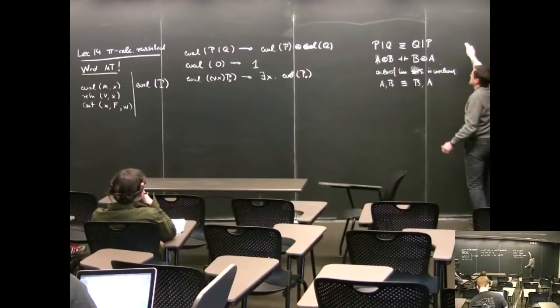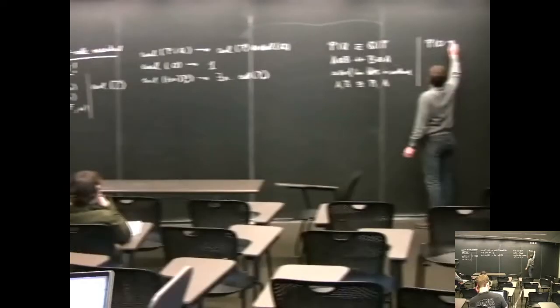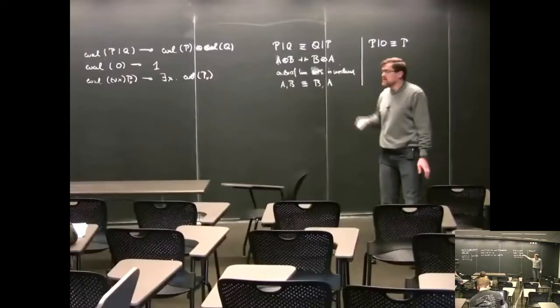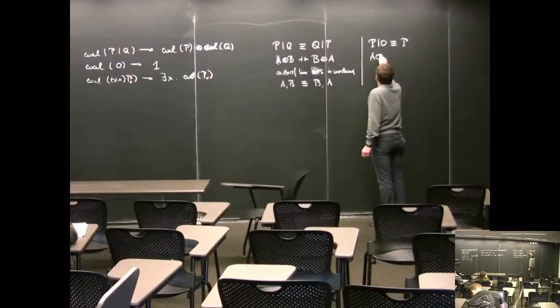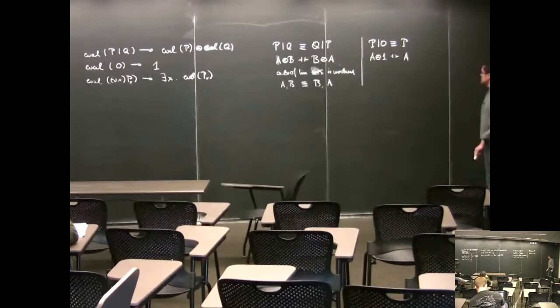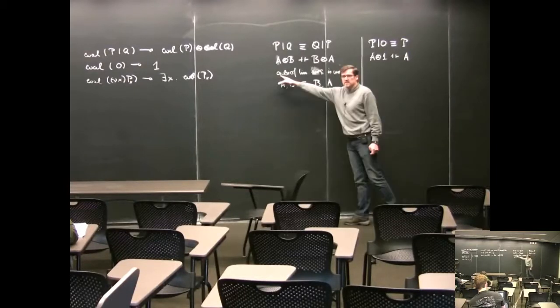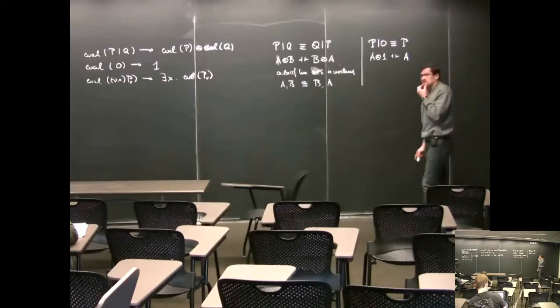By the way, let's look at a few other congruences here. If you have P in parallel with 0, that should be equal to P. So how do we get that? If you take A tensor 1, it's equivalent to A. I'm not sure if there's a good way to say it in this way, equivalently. Okay, so what happens with the existential?